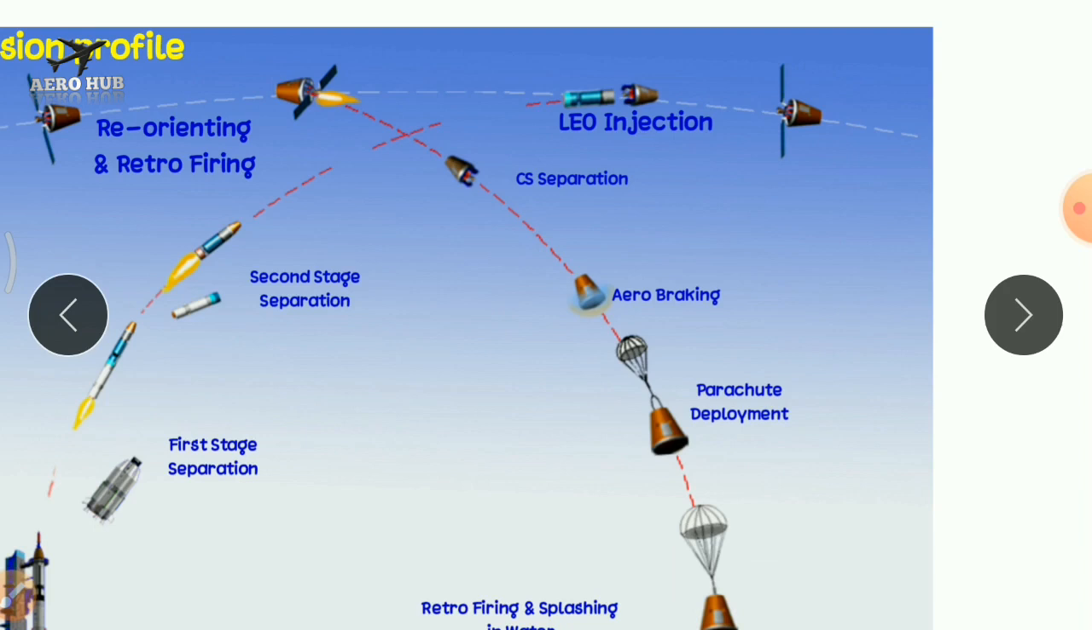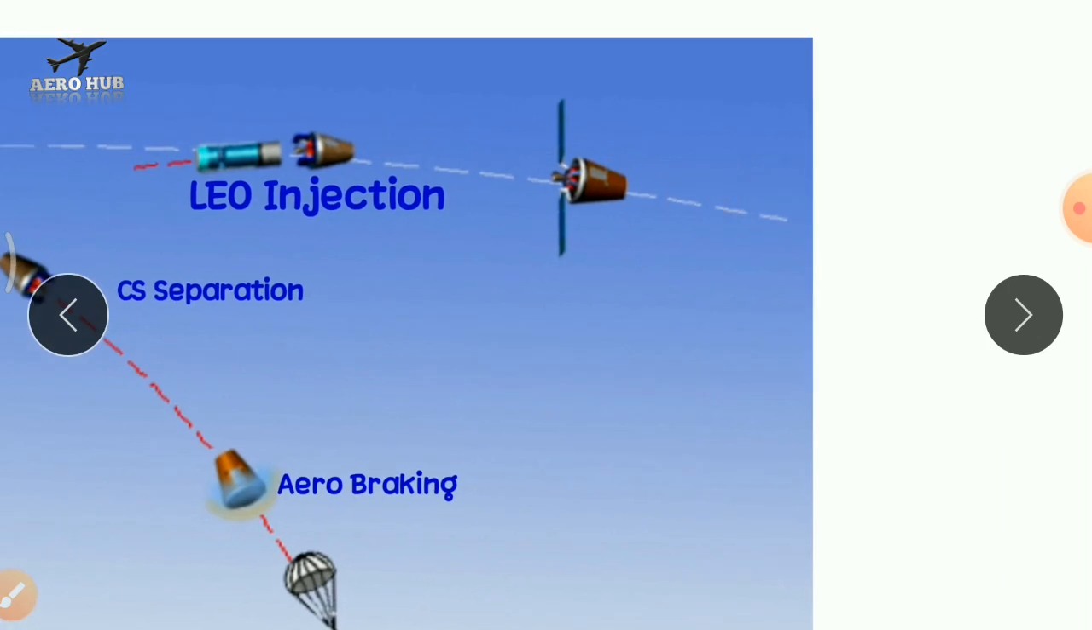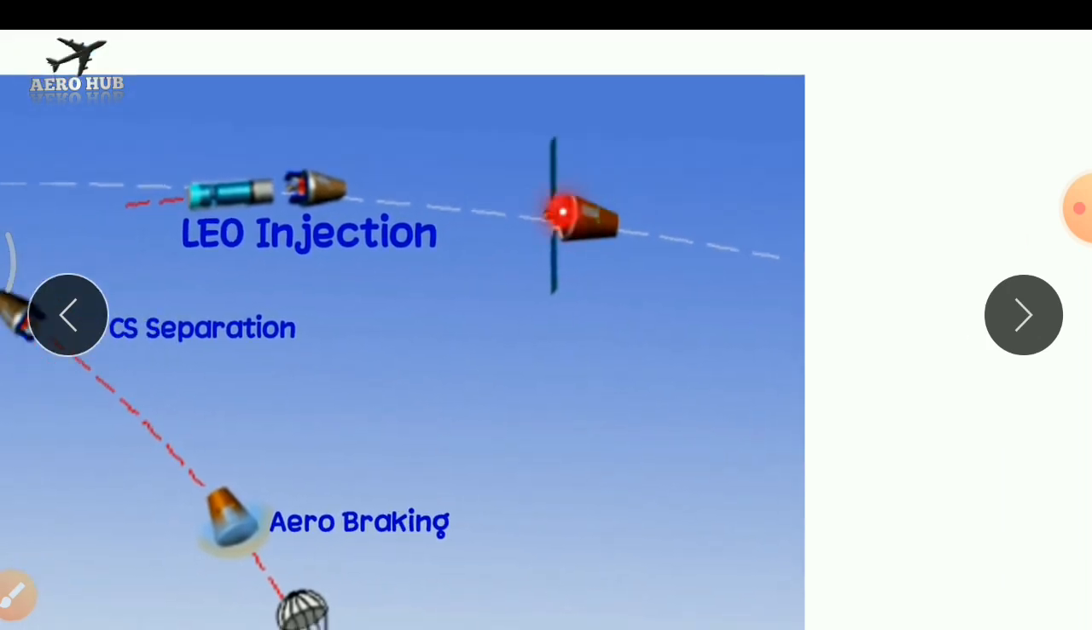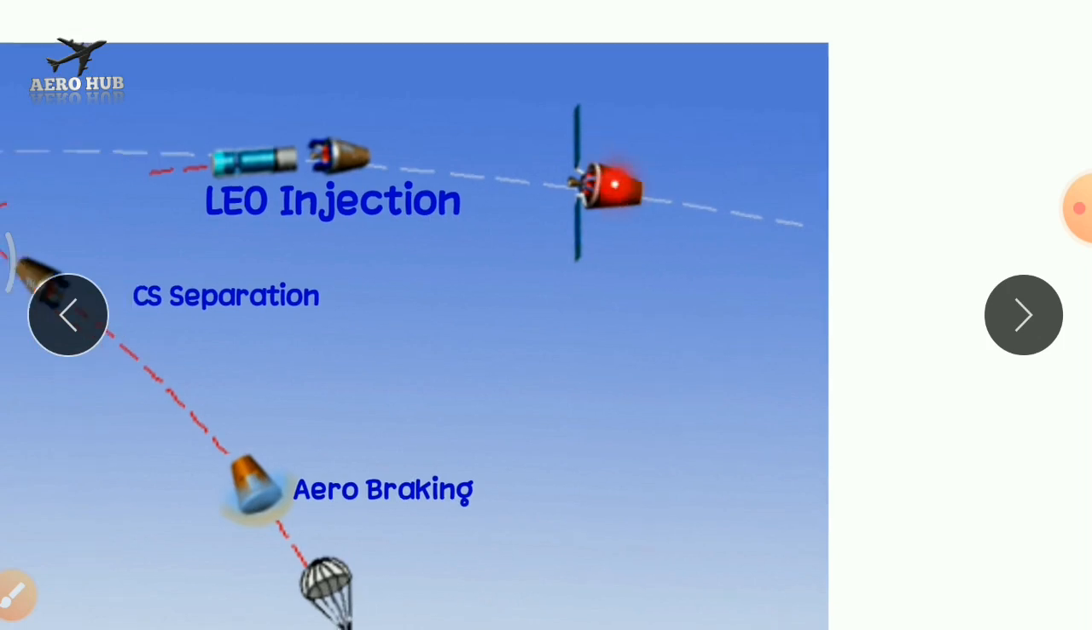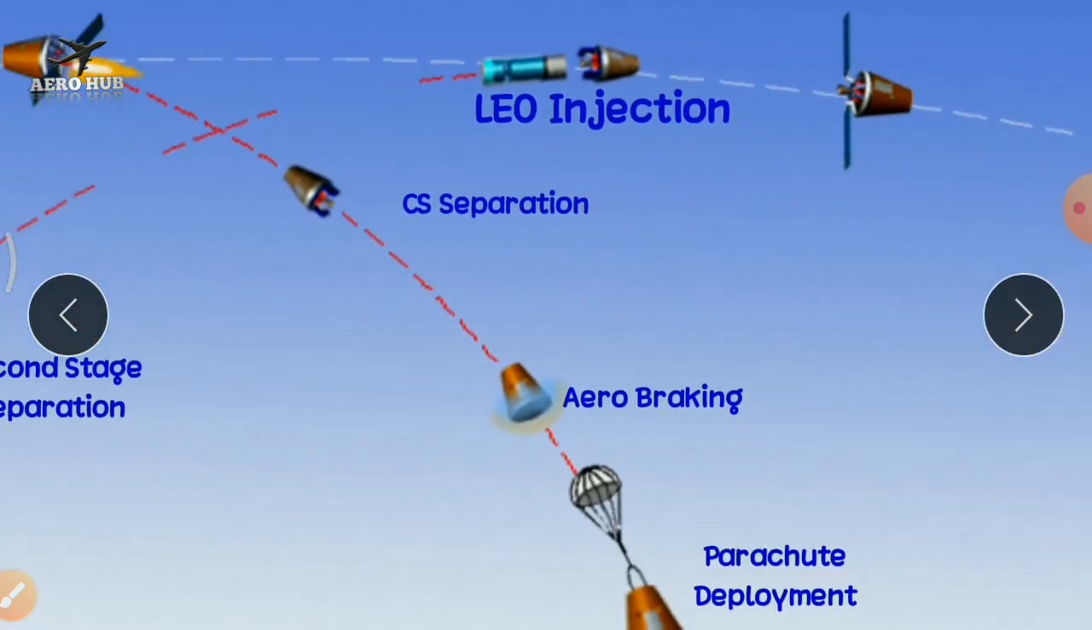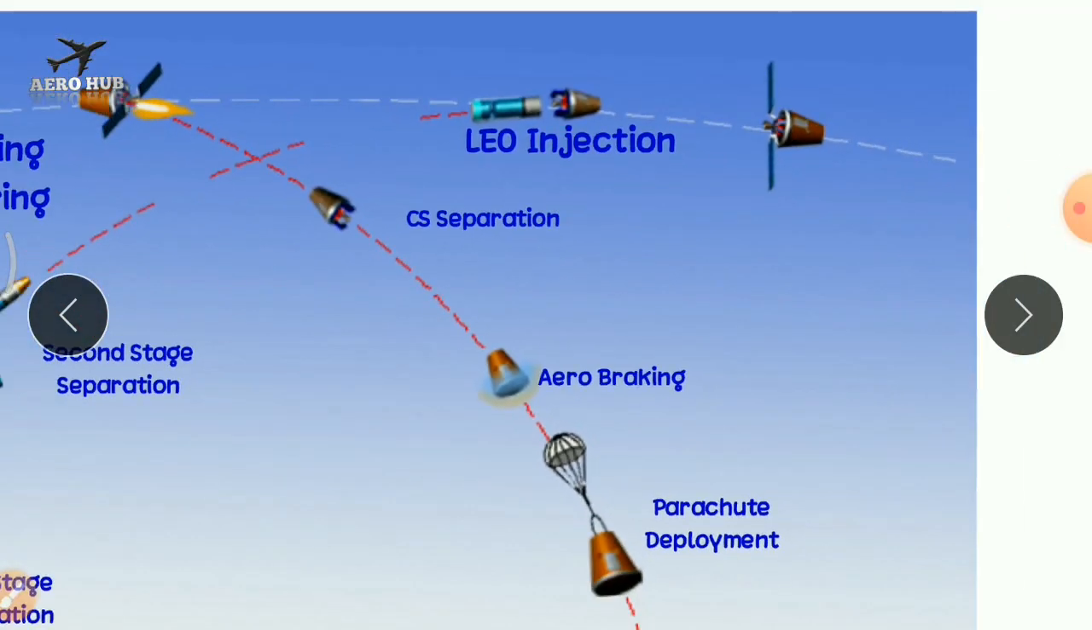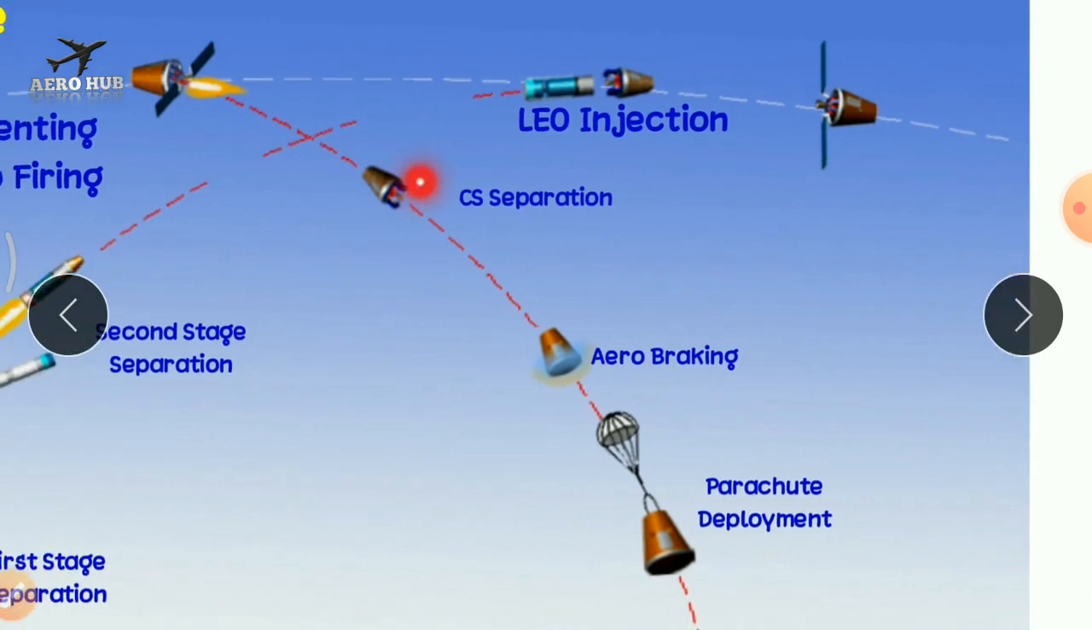For reusable launch vehicles, we need the launch vehicle to come back to the earth. First of all, we have the capsule, the space capsule, where the astronaut will be spending time in space, and this will be separated from the body of the spacecraft. This is called capsule separation.